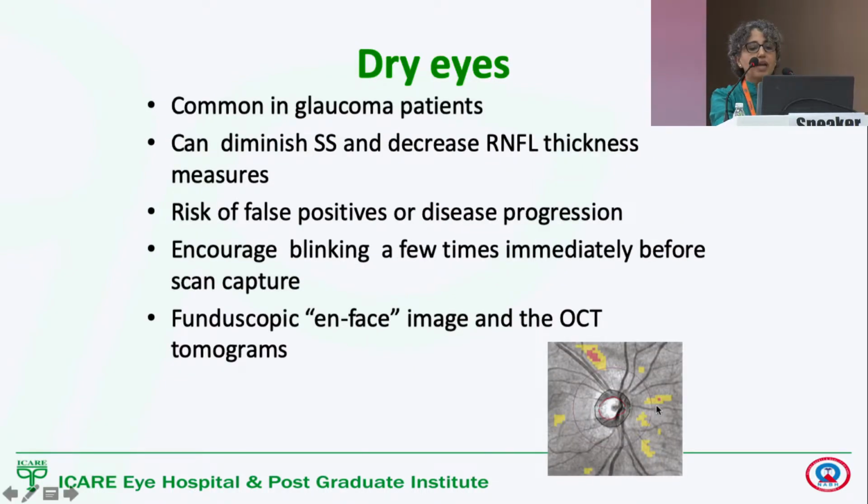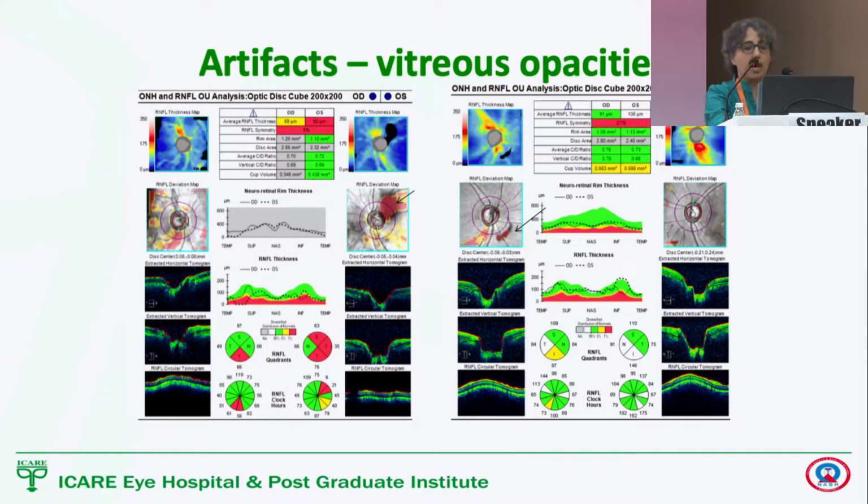So these were the red, yellow, small, variable, flickering things that the operator can see when he's taking your OCT scan, and this is very typical of dryness, and this can diminish the signal strength and decrease the RNFL thickness that is being measured. So it's important to not miss this information, because otherwise it will flag some false positives. So encourage the patient to blink a lot just before capturing your image to avoid these dry eye spots.